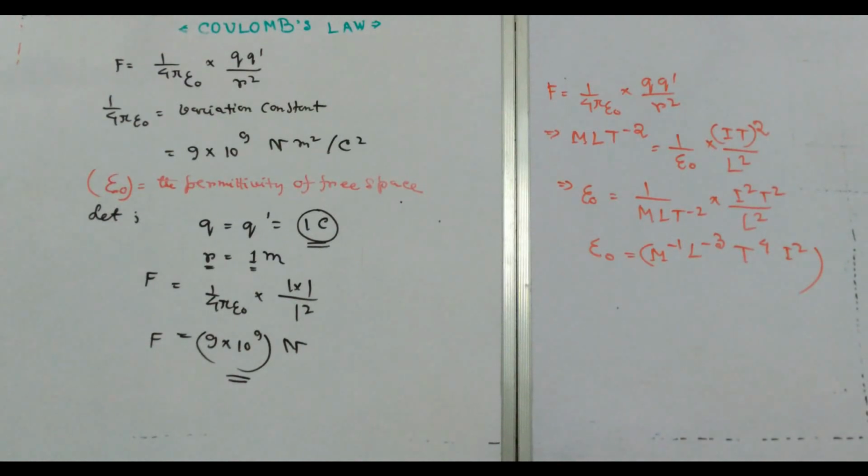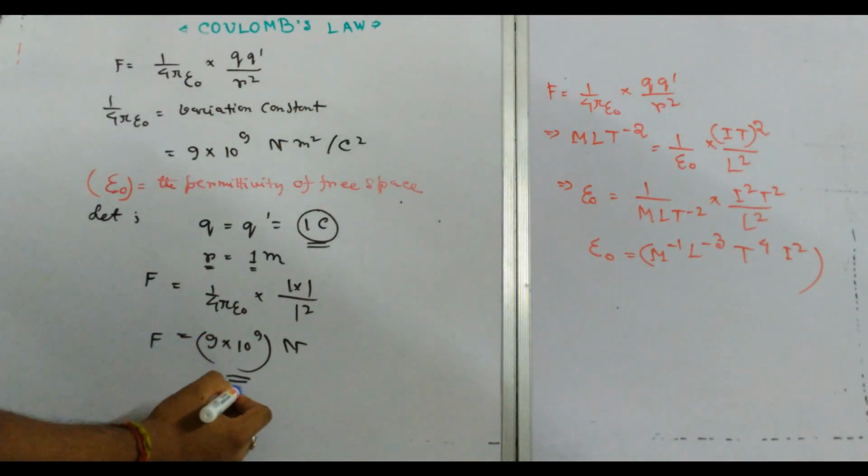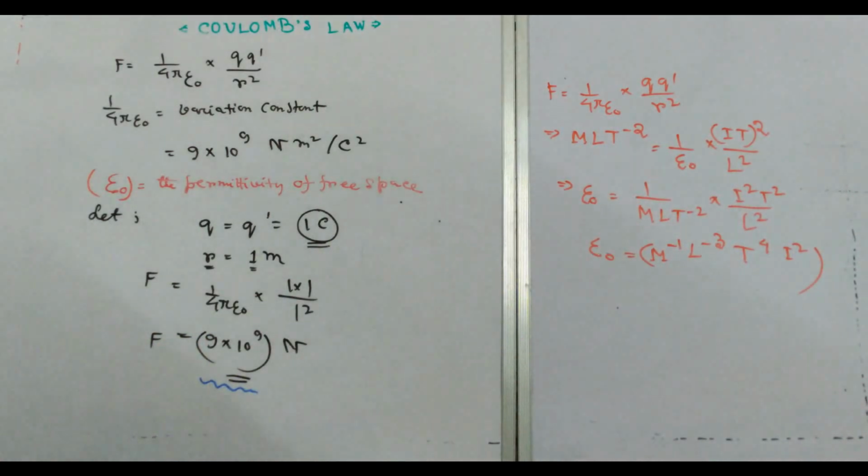So now we are defining 1 coulomb in such a way that two same type of charges placed at 1 meter distance, when they experience a force of 9 into 10 to the power 9 Newton, then each of the charges is going to be calculated as 1 coulomb. Clear?